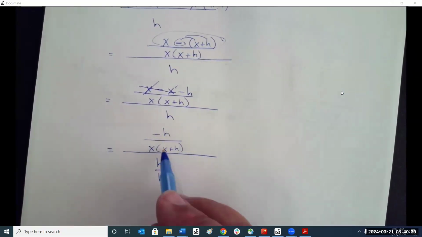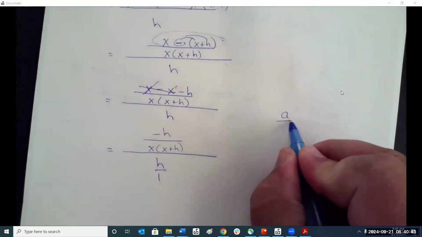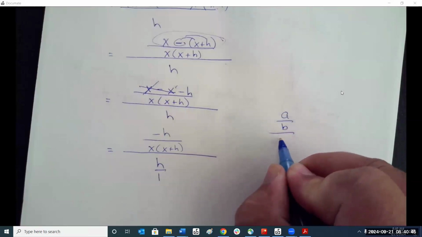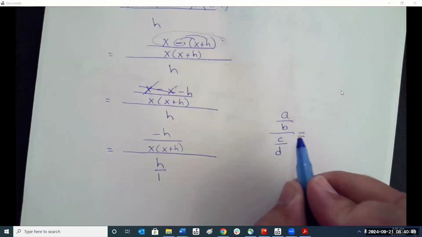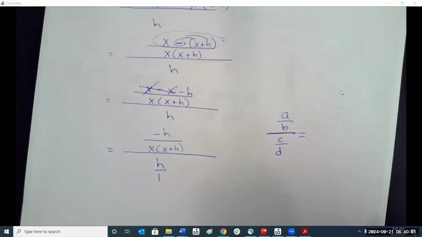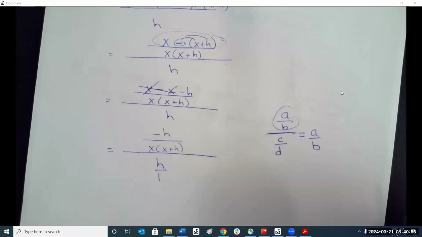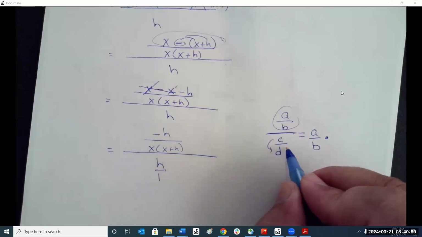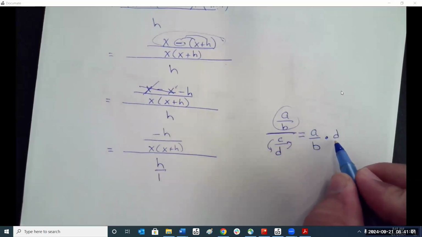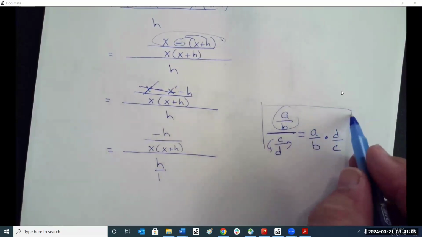All right, we have a fraction over a fraction. The rule is this. Whenever you have a complex fraction like this, or compound fraction, a fraction divided by a fraction, take the top fraction, leave it alone. Multiply it by the flip of the bottom. And that's the rule we're going to use.